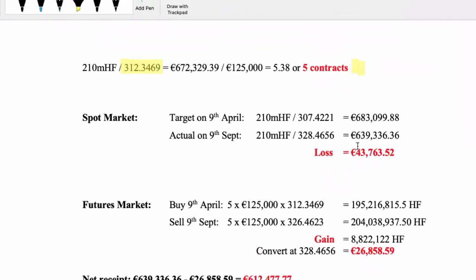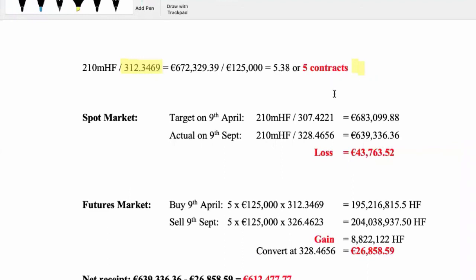So at 328, we actually received 639,000, which is not a loss, okay, because we didn't lose out, but based on the exchange rate, it's seen maybe as a paper loss of just under 44,000 euro. So because we decided at the time to hedge, we should be able to recover some of that. We are hoping for a perfect hedge, but we know we're not going to get a perfect hedge.